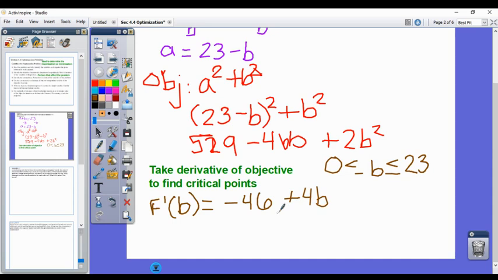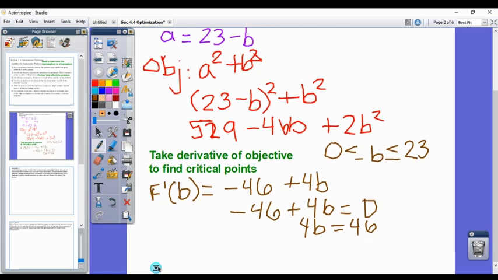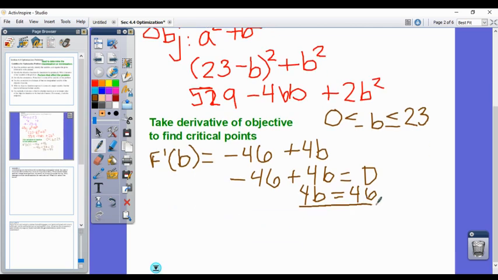Okay, so then just like we were working with before, to find the critical point, you're going to set this equal to 0. So negative 46 plus 4b equals 0. Add your 46 over, so you're going to get 4b equals positive 46. And if you divide by 4, b is going to be 23 over 2.